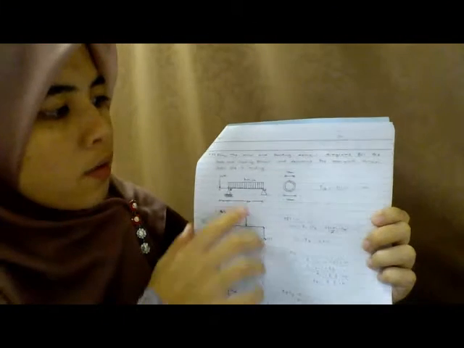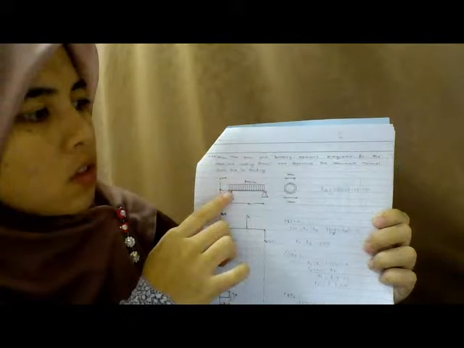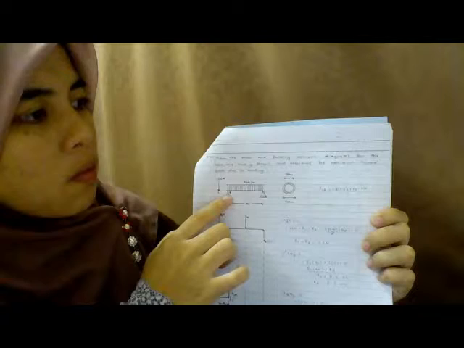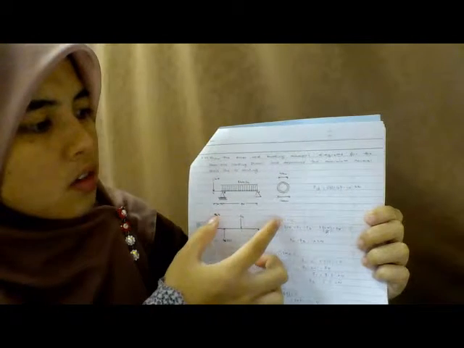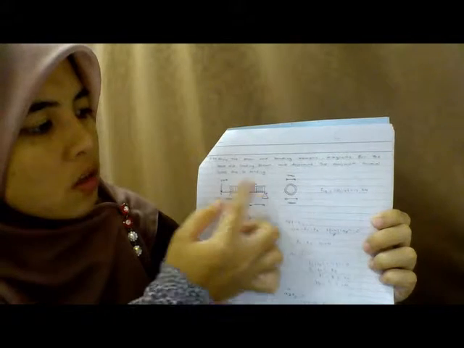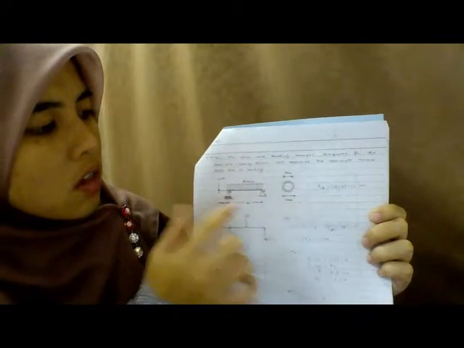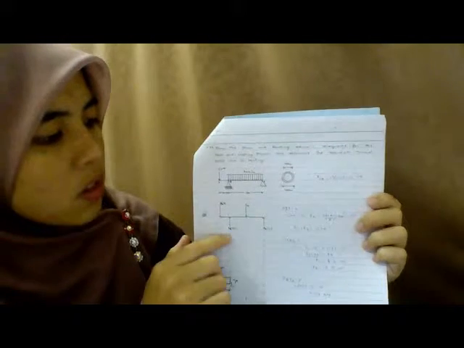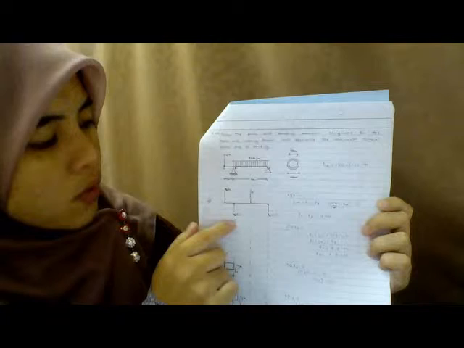For question 5.55, we need to draw the shear and bending moment diagram for the beam and loading zone. And we also need to determine the maximum normal stress due to the bending. So this is the figure that shows the value of force, and also there is a distributed loading here. The first step that we should do is find the free body diagram by using this figure.